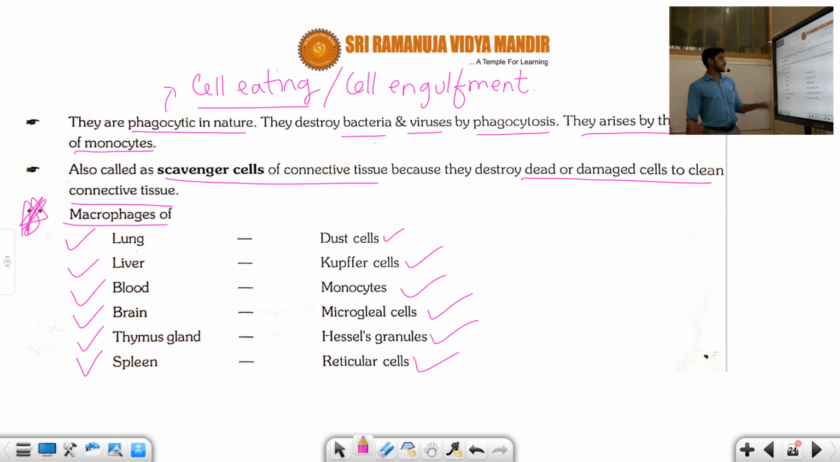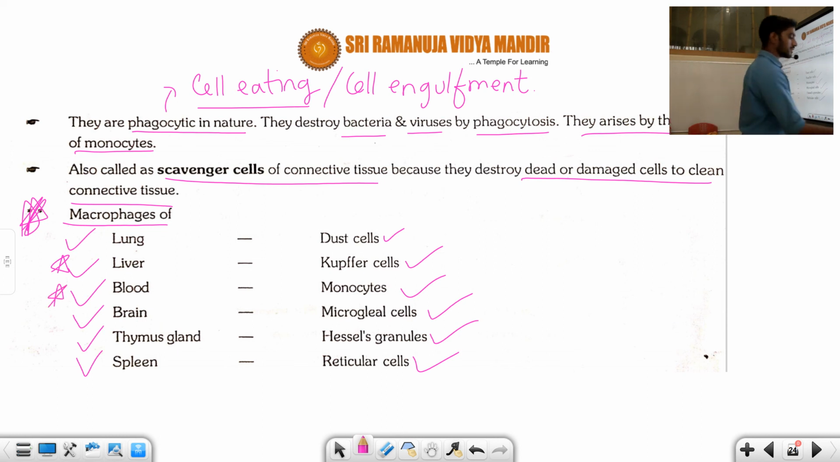What are the macrophages in the brain? We call them microglial cells. What are the macrophages in the spleen? We call them reticular cells. What are the macrophages in the lungs? We call them dust cells. What are the macrophages in the liver? They are called Kupffer cells. The Kupffer cell is a very important point.